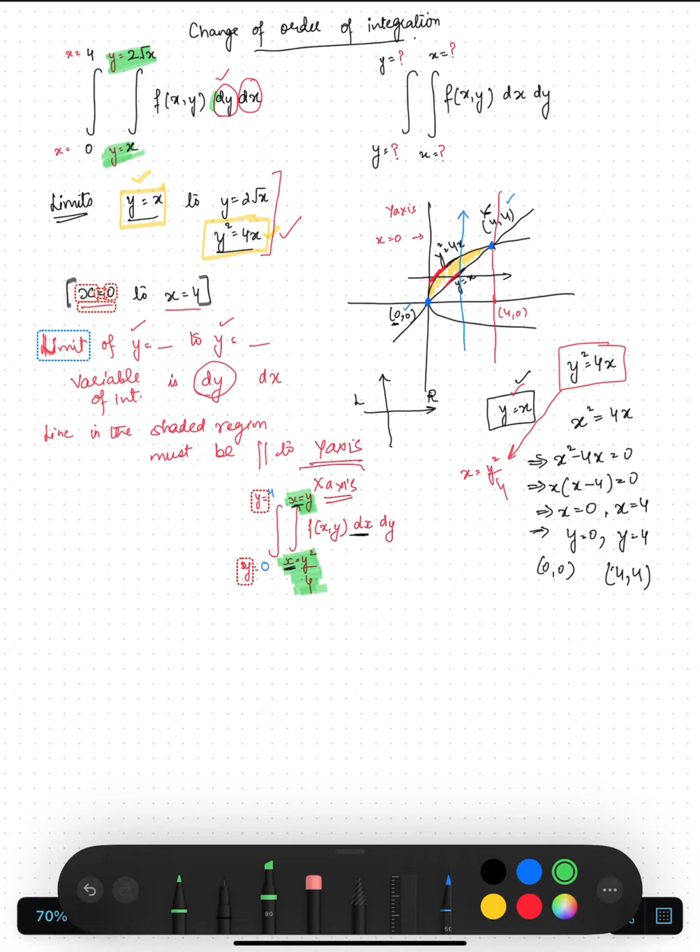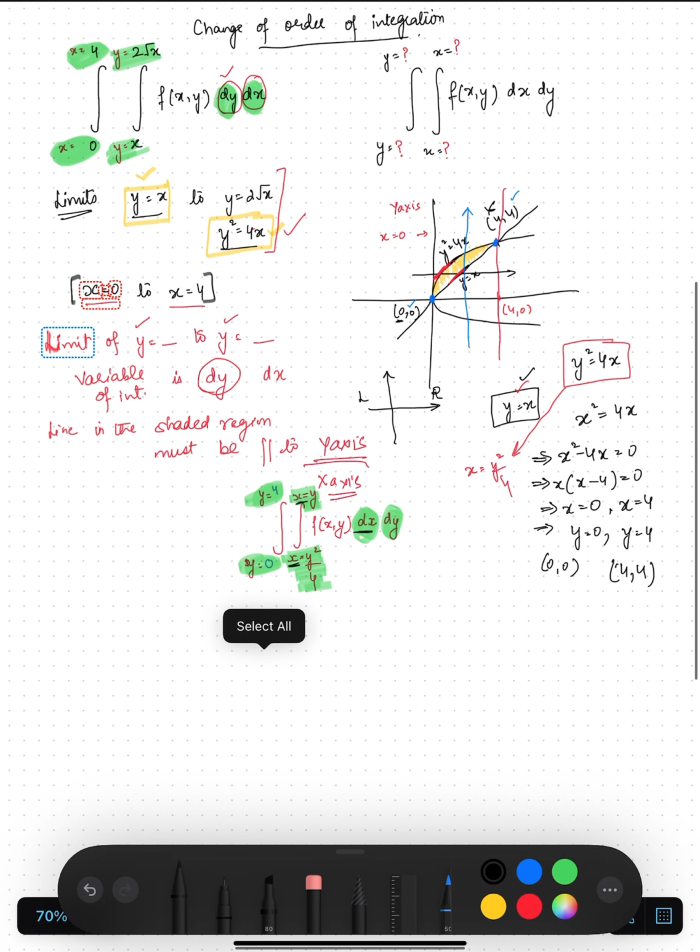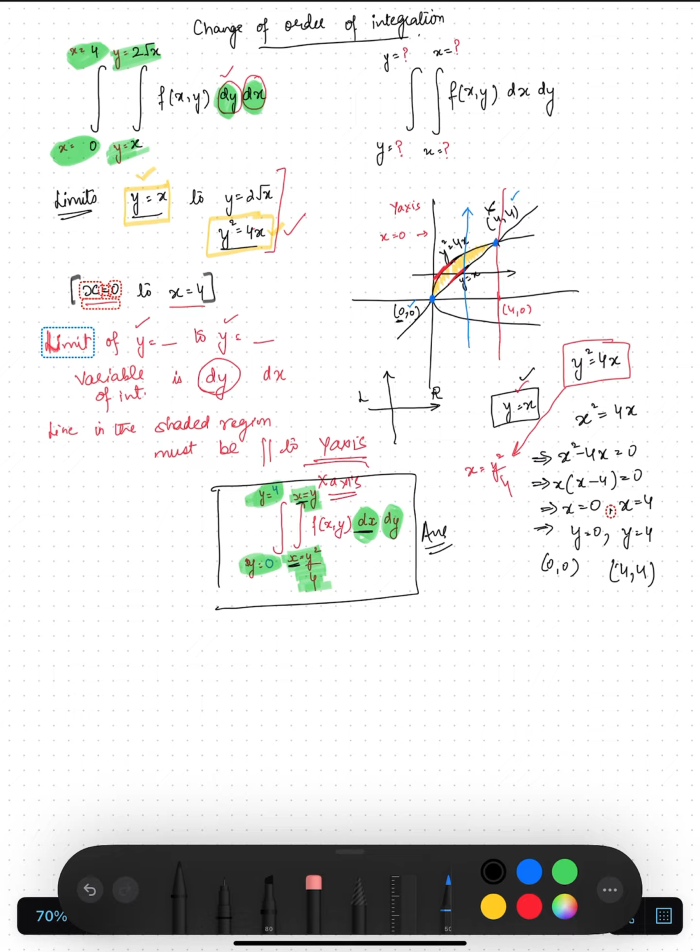My inner variable of integration was dy, now it is dx. My outer limit was x equal to 0 to x equal to 4, now my outer limits are y equal to 0 to y equal to 4. And my outer variable of integration was dx, and now it has become dy. So this is our obtained answer. If you are asked to solve the integral further, then we will solve it after changing the order.